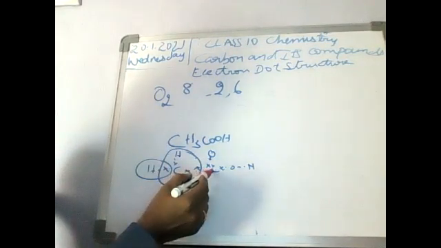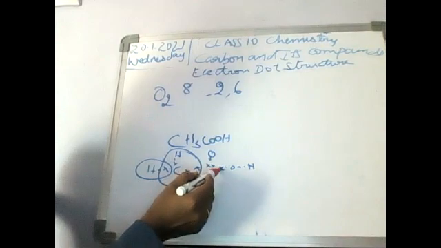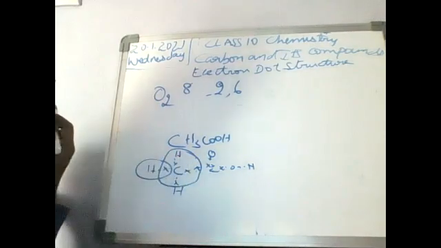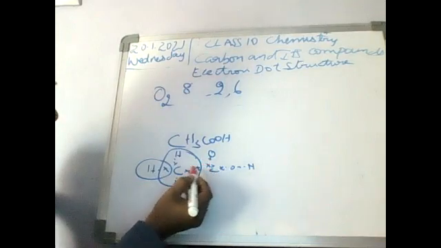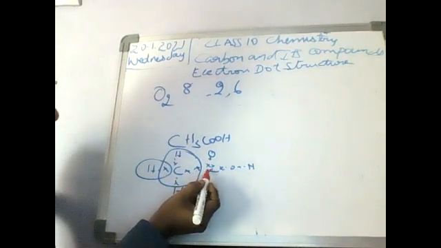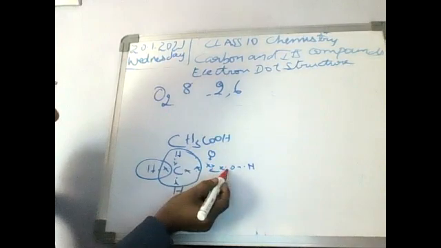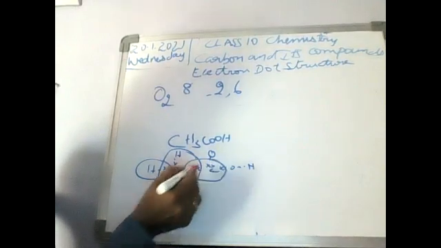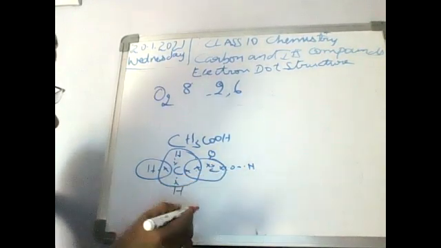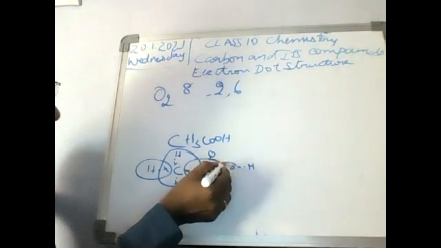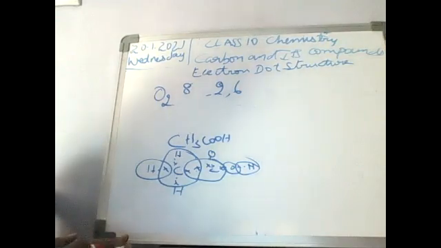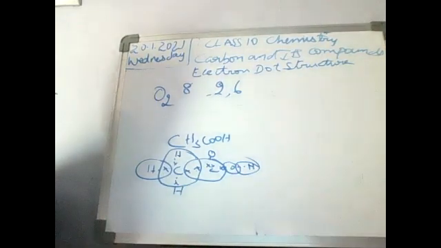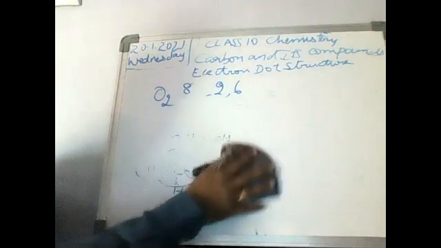For this carbon atom, 1, 2, 3, 4. Here is the double bond: 2 plus 4 makes 8. Totally 8 will be there, including this one also. Here there is one oxygen. I just want to draw the electron dot structure for ethanoic acid. Okay, this is the main thing.